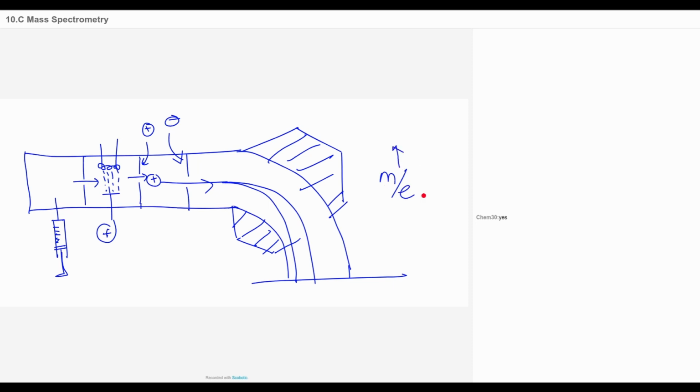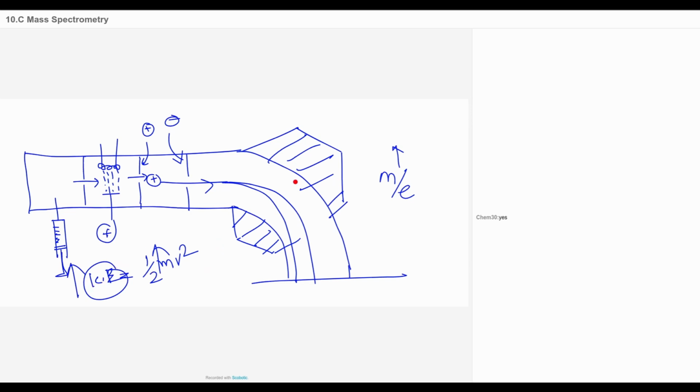If the mass is greater, the deflection will be less. That means the heavy molecules get deflected less. The lighter molecules get deflected more than the heavier molecules, right? Why? Because we know the kinetic energy is half mv squared. When the mass is greater, the kinetic energy will be greater.